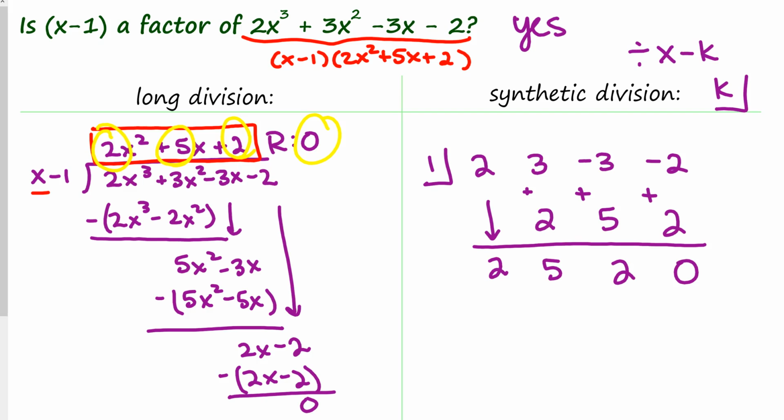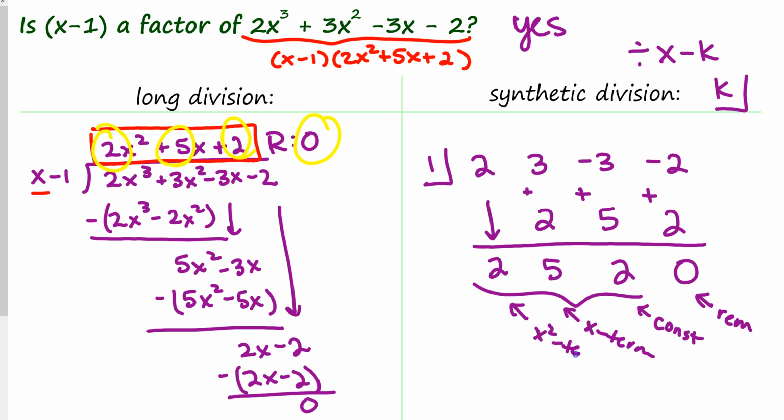So this can go pretty quickly. You don't always have to do it in your head. If the numbers get bigger, you can use a calculator, but if the numbers are small, you can probably do it in your head pretty easily. So then we translate this answer. So if the last number is the remainder, the number before that is always going to be a constant. The number before that is the x term coefficient, and the number before that is the x squared term coefficient.